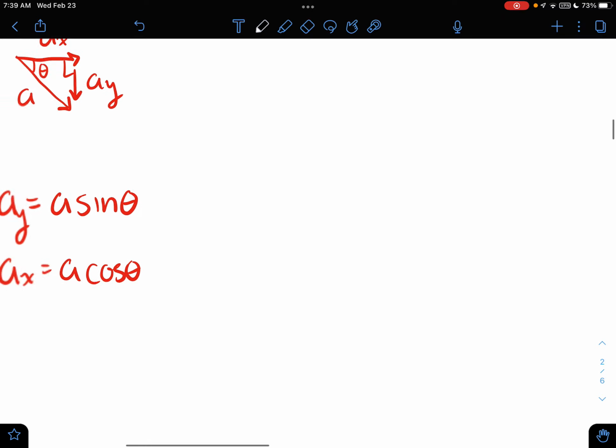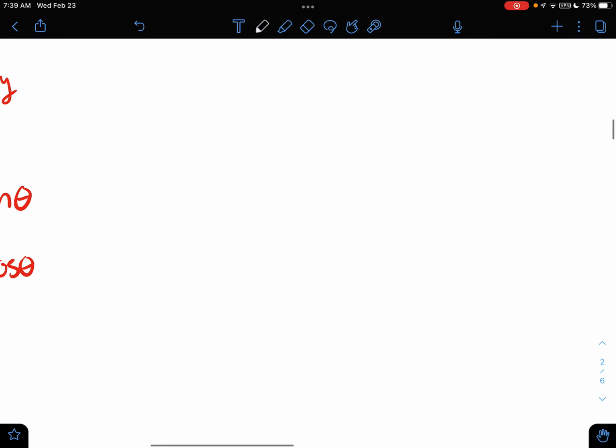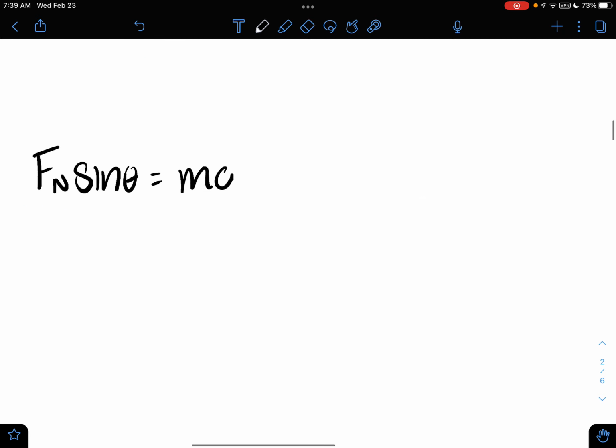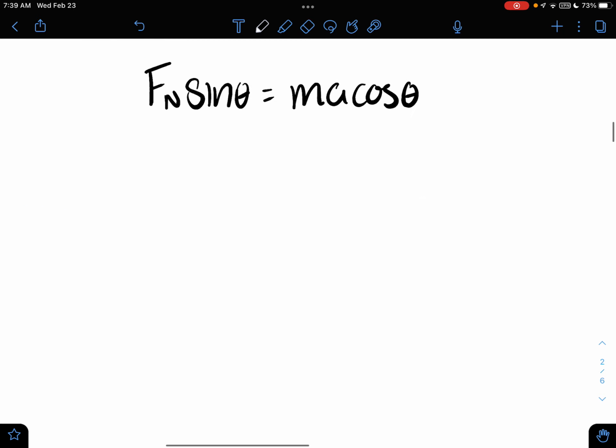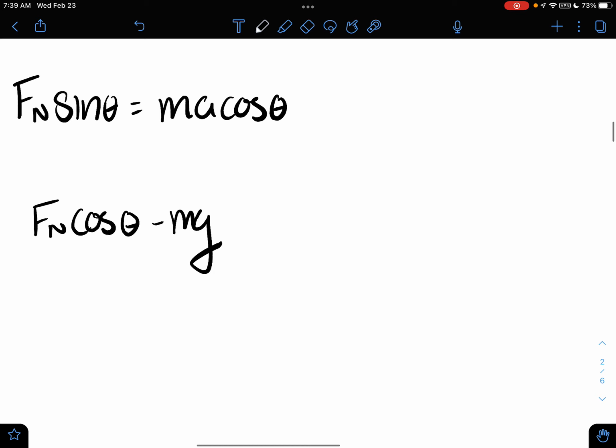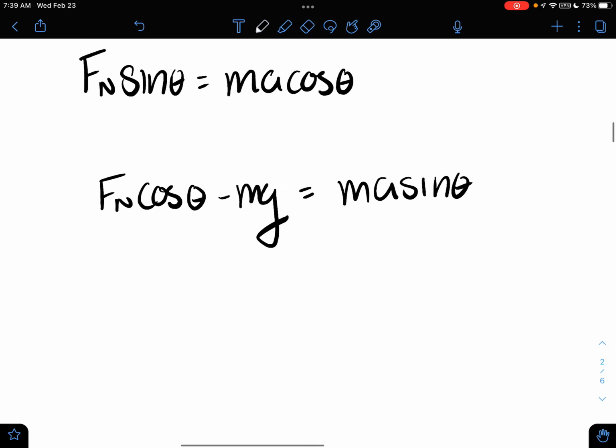So now we're going to have our sum of all forces, right? I'm going to rewrite that. So our Fn sine theta is our m times our acceleration in the x direction, which was a cosine theta, and in the y direction it was Fn cosine theta minus mg equals ma sine theta. But, oh no, Sydney made a mistake.